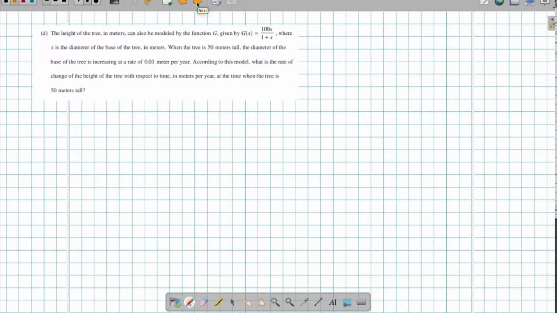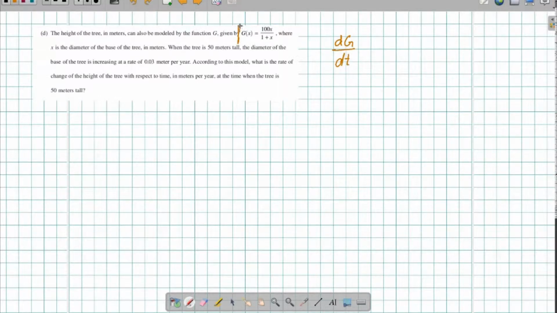Part D says the height of a tree in meters can be modeled by the function g, given by g of x is equal to 100x over 1 plus x, where x is the diameter of the base of the tree in meters. When the tree is 50 meters tall, the diameter of the base of the tree is increasing at a rate of 0.3 meters per year. And it says, according to this model, what is the rate of change of the height of the tree with respect to time?